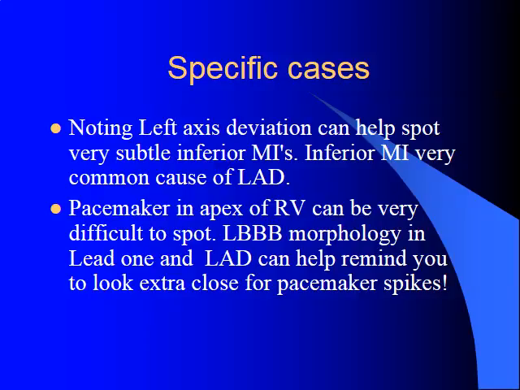Also, pacemakers in the apex, and you guys remember when we talked about pace rhythms, pacemaker spikes whenever placed in the apex of the right ventricle, they can be real difficult to spot. So if you see a left bundle branch block morphology in lead 1 and left axis deviation, this can help you remember to look extra close for pacemaker spikes. Because as I mentioned when we were talking about pace rhythms, sometimes it is very difficult to see these pacemaker spikes with the newer types of pacemakers. They use such a minute amount of electricity.